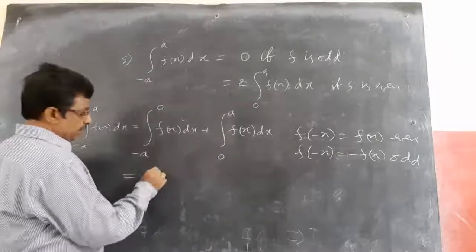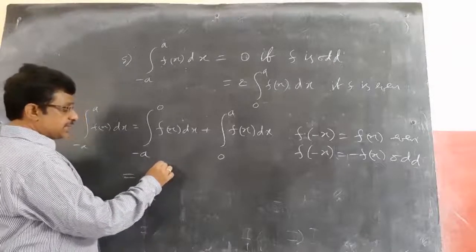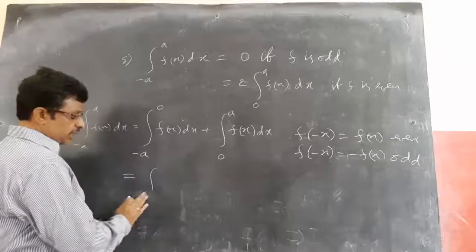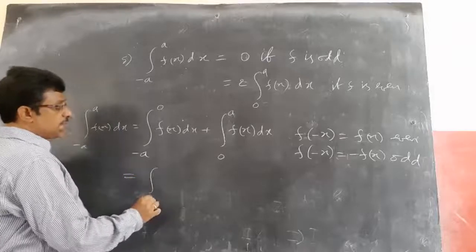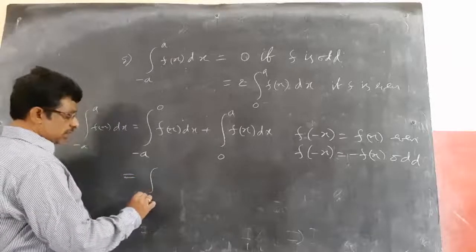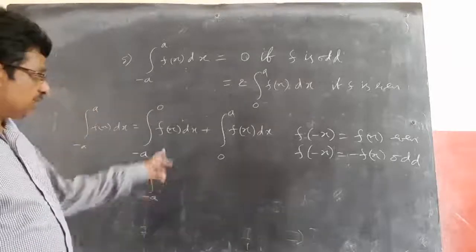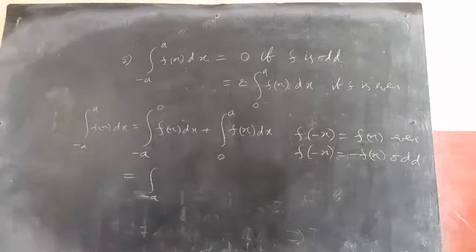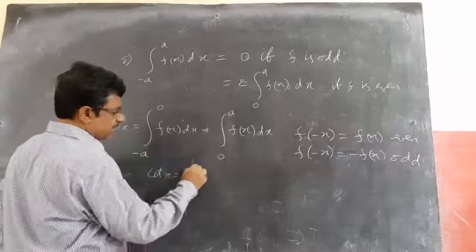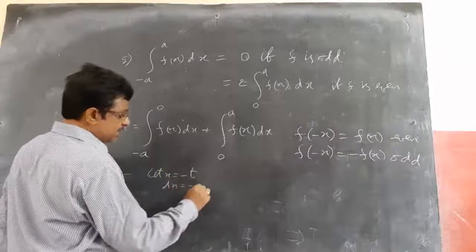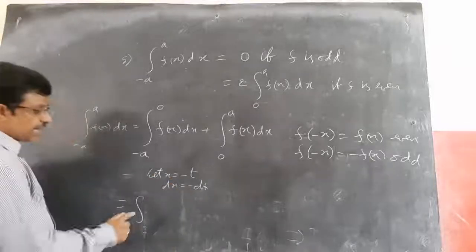Now, for the integral from minus a to 0 of f(x), according to what we learned yesterday, if I change the limits, I can get a minus sign here. If I substitute x equal to minus t here, what happens? Let x equal minus t, dx equal minus dt.